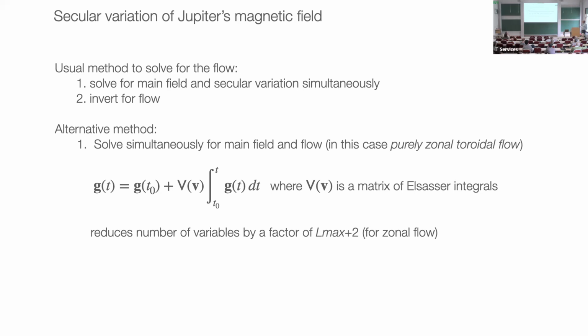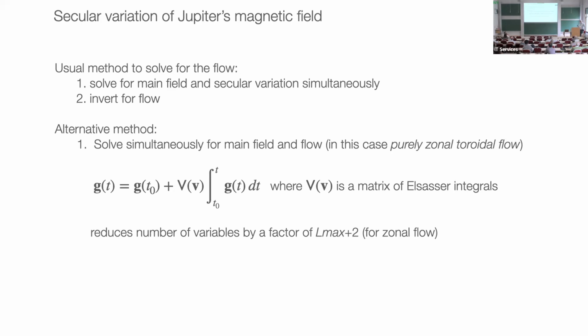Now, we are going to make the flow we solve for purely zonal and toroidal. So it's described by a small number of coefficients. It's reducing the number of coefficients that we need to determine by a factor of 20 or 30, Lmax plus 2. Now, by assuming the flow is purely zonal and toroidal, we get around one of those obstacles to applying Roberts-Scott, because we don't have any radial motions, because we've assumed that there aren't any radial motions.